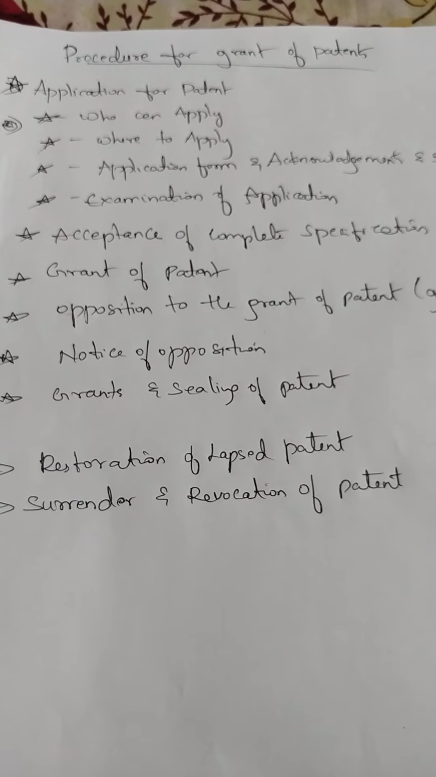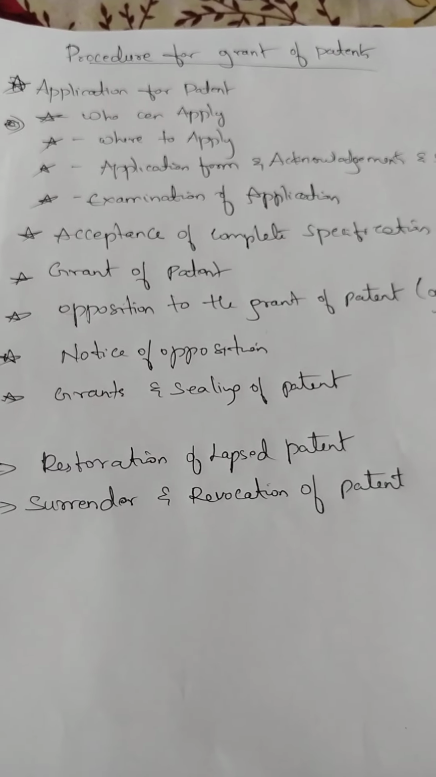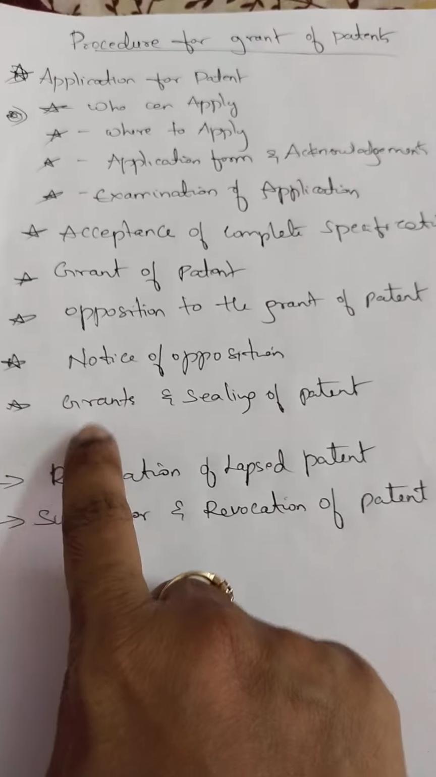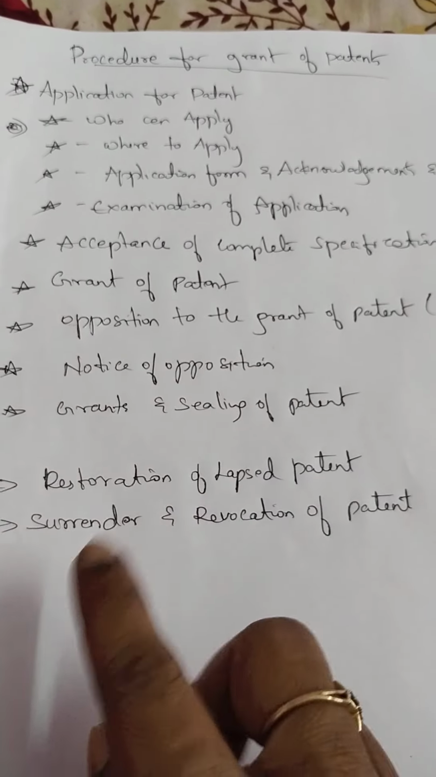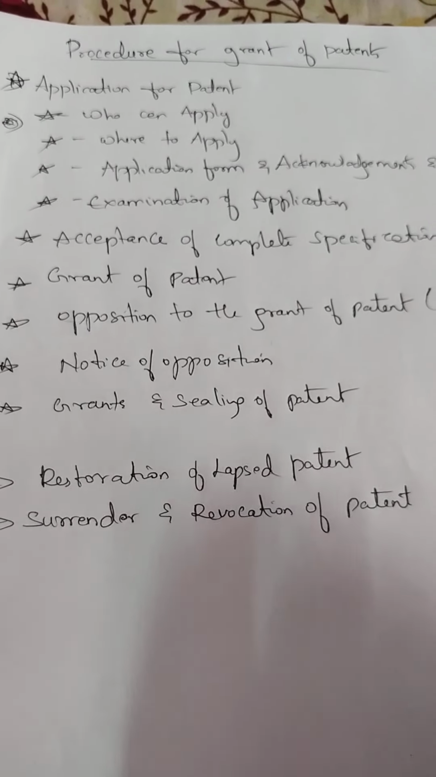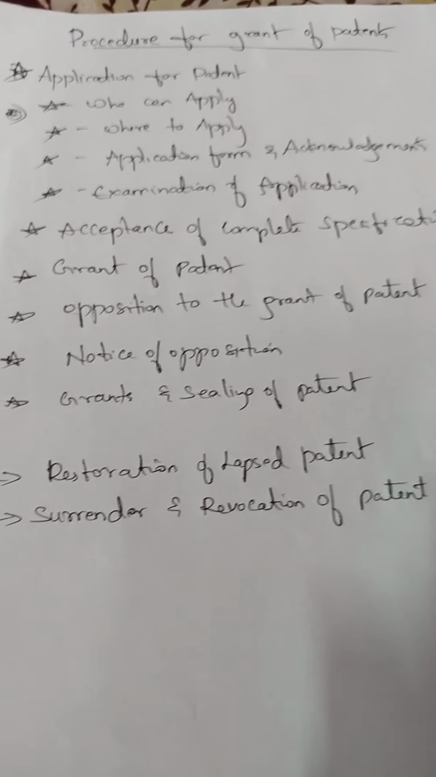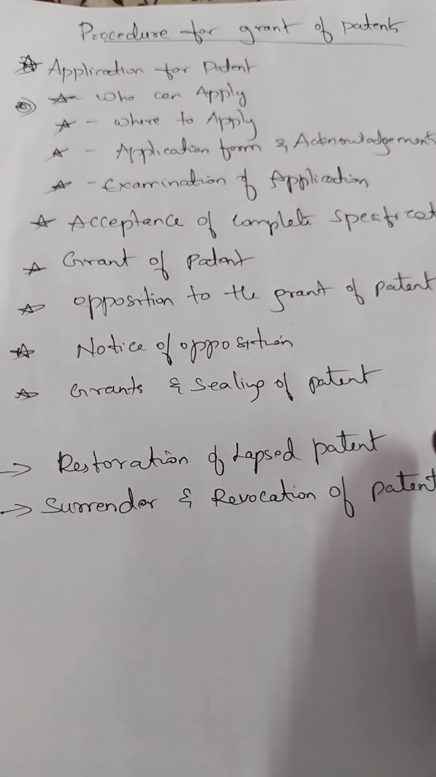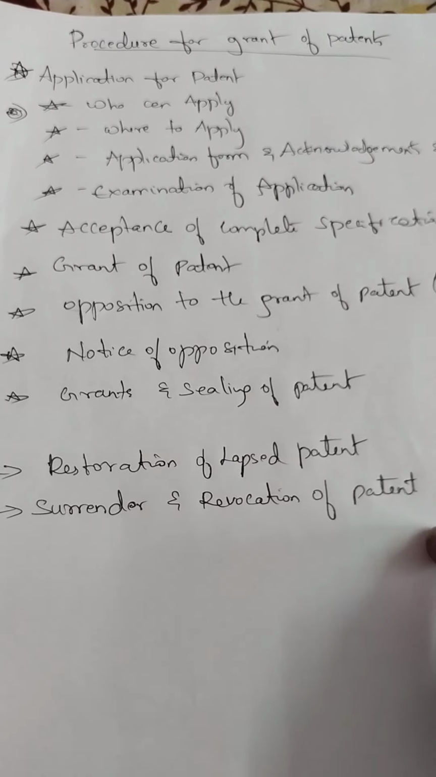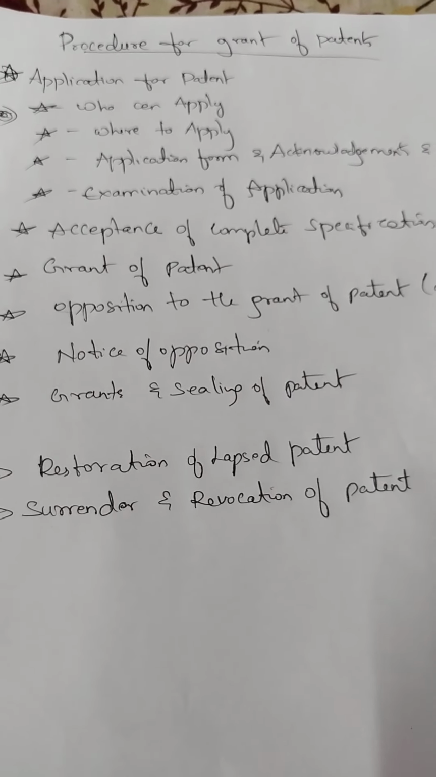So this much you would write for the procedure for grant of patent. Actually, the procedure for grant of patent ends here. Apart from that, you have two more topics which I have just discussed with you, and knowing their meaning is enough, as mentioned in the syllabus. One is the restoration of the lapsed patent. Another is the surrender and revocation of patents.